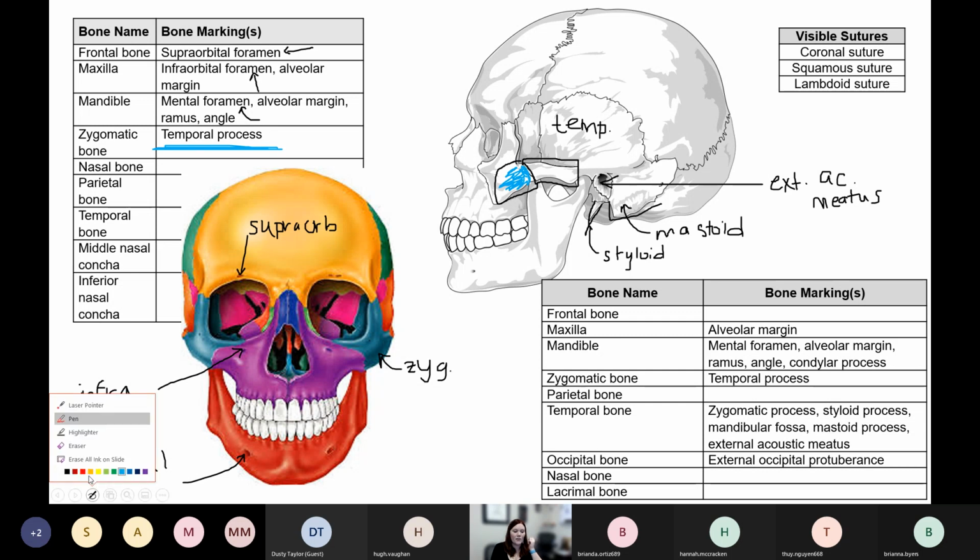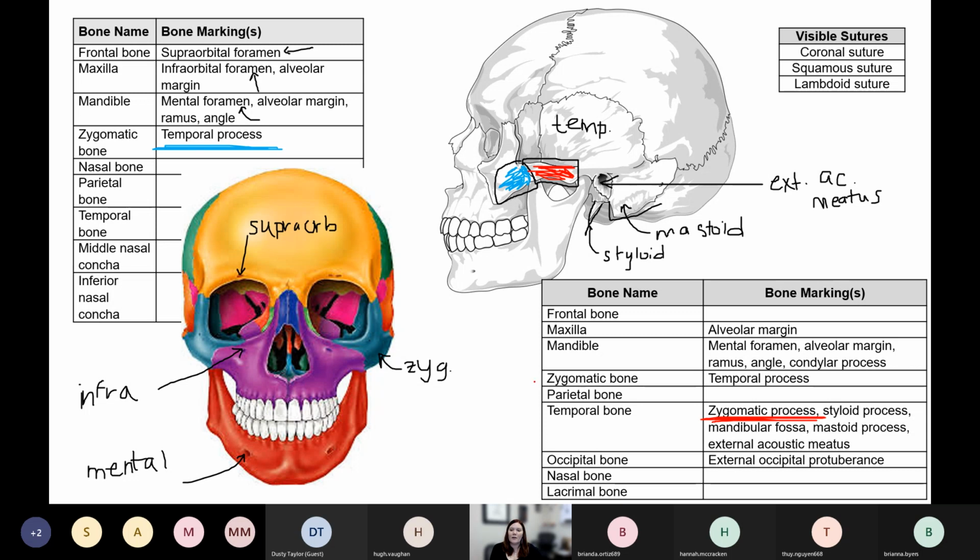Compare that to what we see on the back part of your cheekbone here. This is called the zygomatic process of the temporal bone. So the name of the bone marking is opposite of the name of the bone. The zygomatic process is on the temporal bone. The temporal process is on the zygomatic bone. Make sure to keep in mind that those two are flip-flopped.